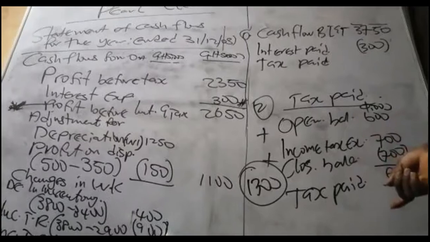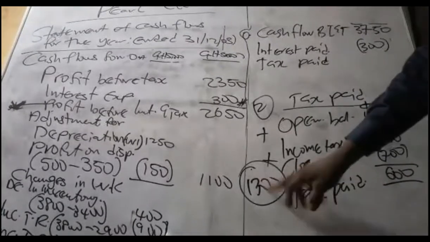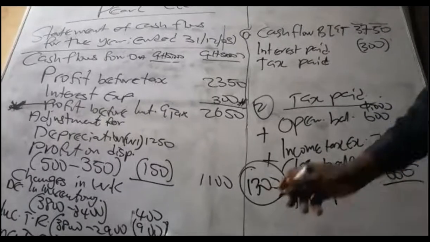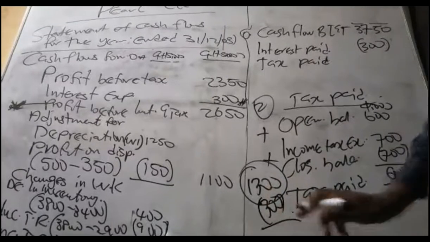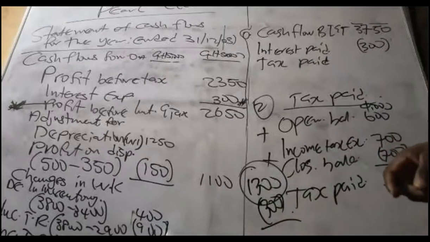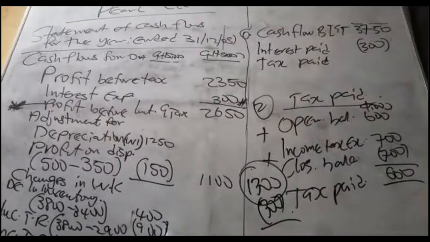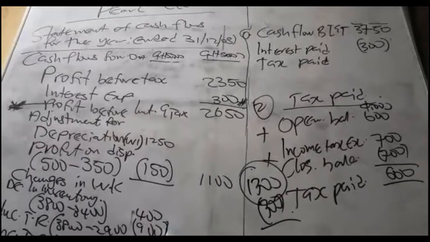So if I'm owing you in total 1,300, and now I'm left with just 700, then that means I've paid you 600. So that's why we are subtracting the closing balance. And it applies anytime you're looking for something paid or something received. That's how we go by it.